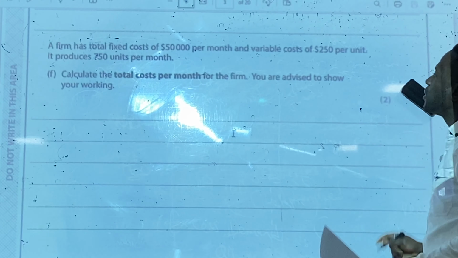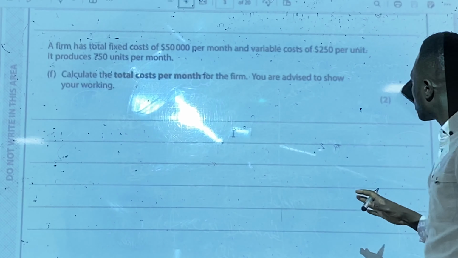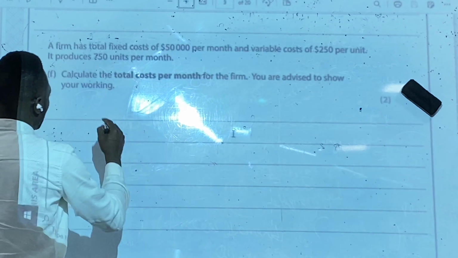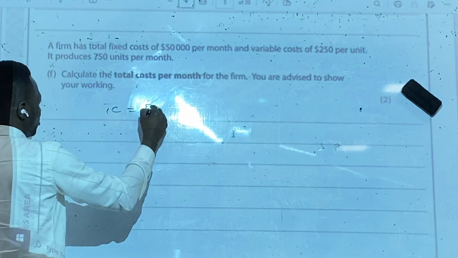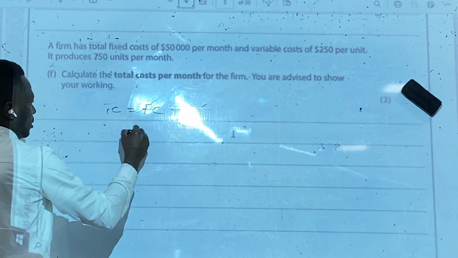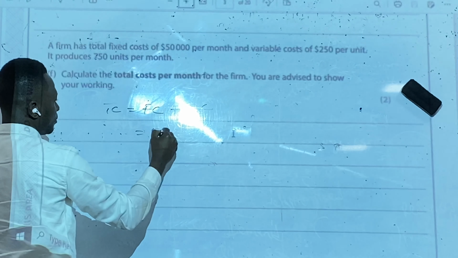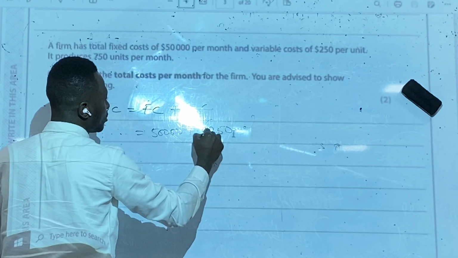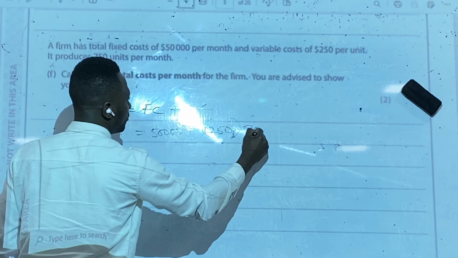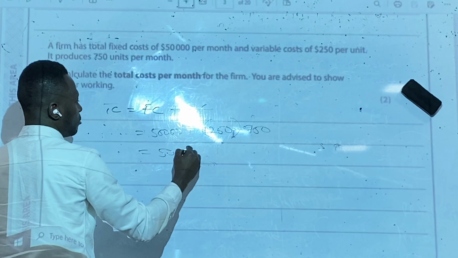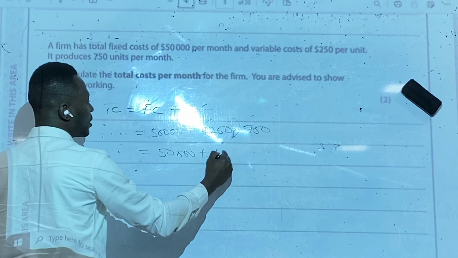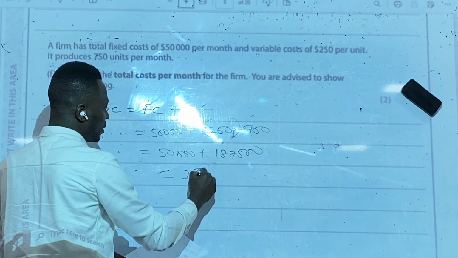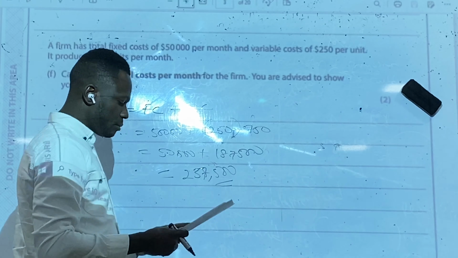A firm has a total fixed cost of 50,000 per month and a variable cost of 250 per unit. If it produces 750 units per month, calculate the total cost. Total cost is FC plus VC. Our FC here is 50,000. VC is 250 times 750, which is 187,500. So that gives us 237,500. Is it clear? So we move on.